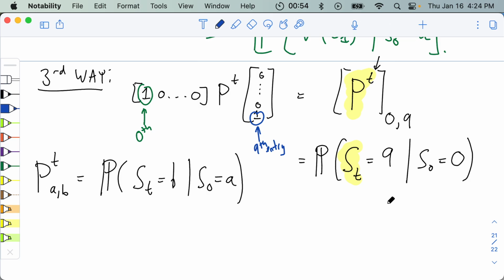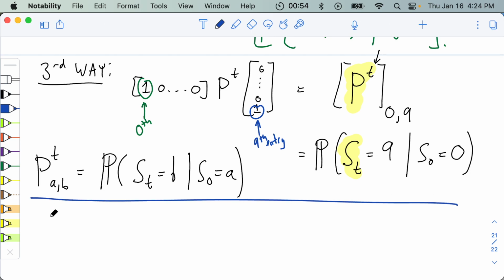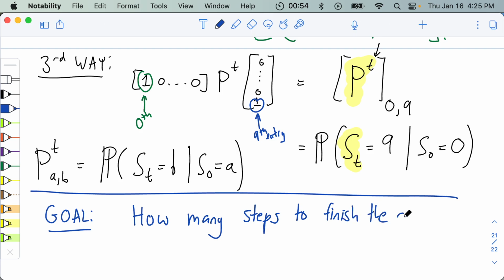Okay. The rest of the class, the goal, is going to be to answer the question from the original Numberphile video. And you might remember in the Numberphile video, they wanted to answer the question, how many steps does it take to finish the game? So how many times do you have to roll the dice until you reach square 9? And we haven't answered that, but we have the probability to be at square 9. And the probability to be at square 9 was this nice matrix power.